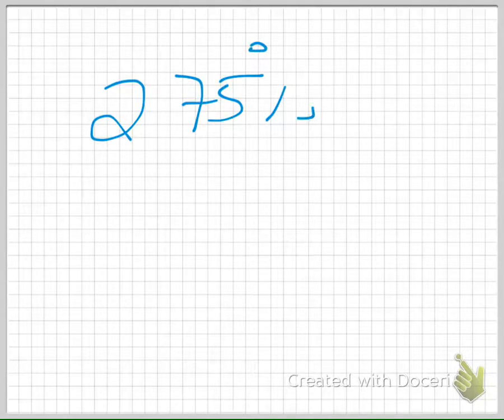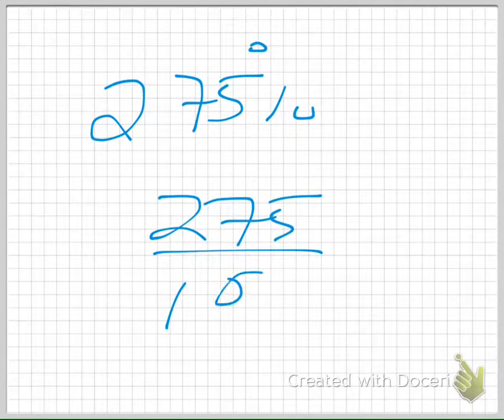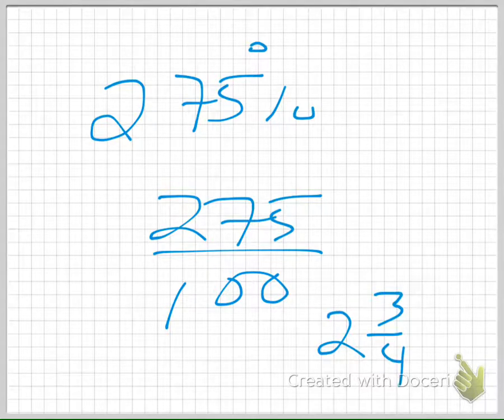What if I have 275%? What do I do to turn that to a fraction? Put it over 100. I don't care what the number is. You put it over 100. 275 over 100 reduces to 2 3/4. Make sense? Real straightforward. So in today's lesson, you're just going to have to remember how to do these things. That's the way you'd go from a percent to a fraction.